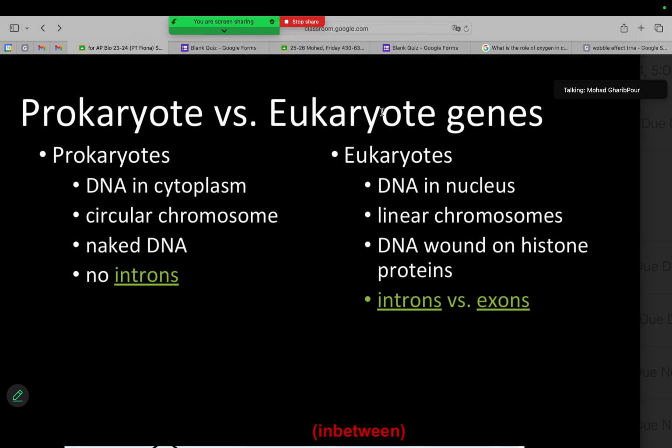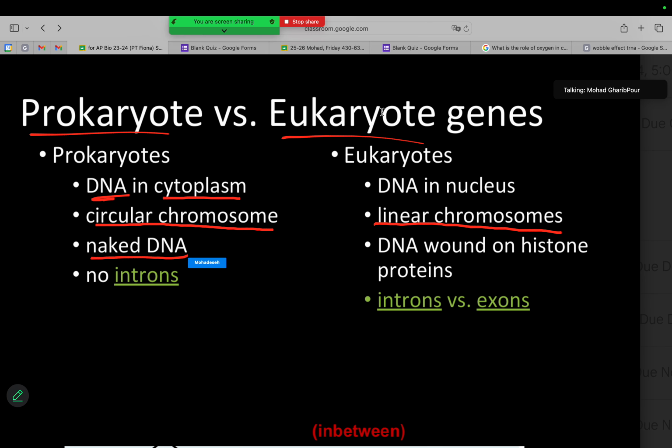Okay, let's look at the differences here. Very important to be able to compare them. Prokaryotes, DNA is in cytoplasm, circular chromosome, whereas eukaryotes, linear chromosome. Naked DNA; for eukaryotes, DNA is wound onto histones, which can be coiled tightly, so you can't access that DNA, or it can unwind and coil lightly, so you can actually access that DNA.